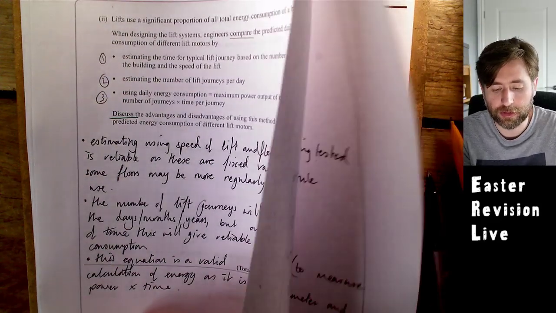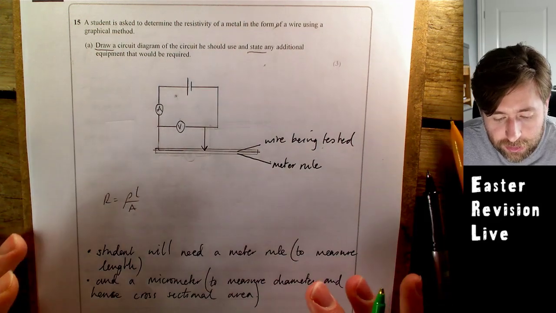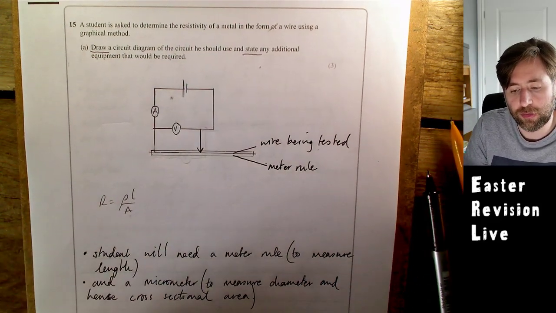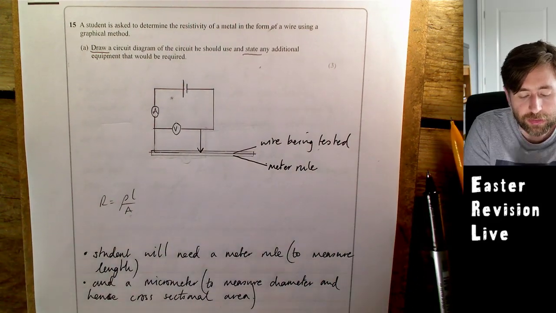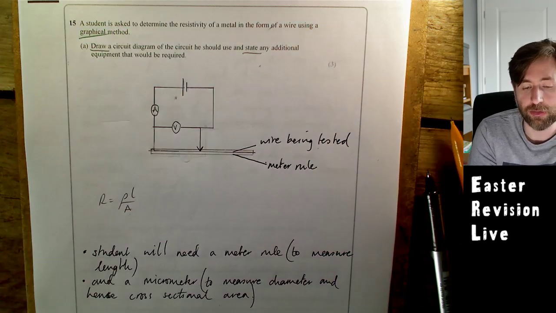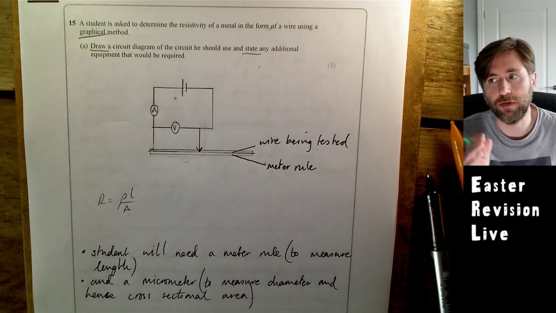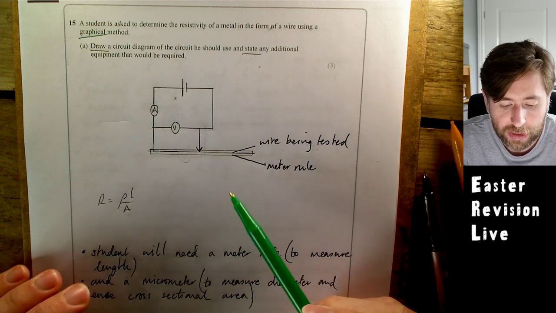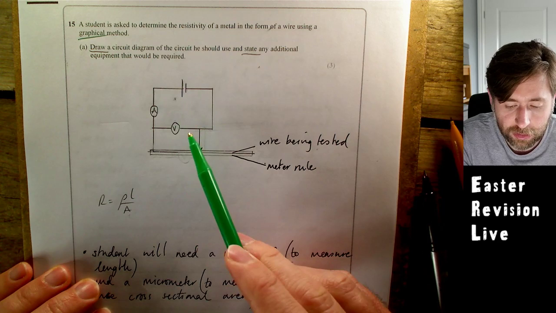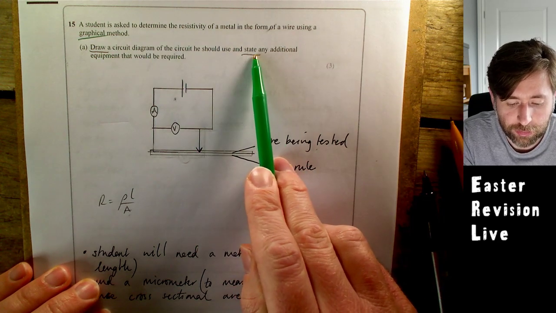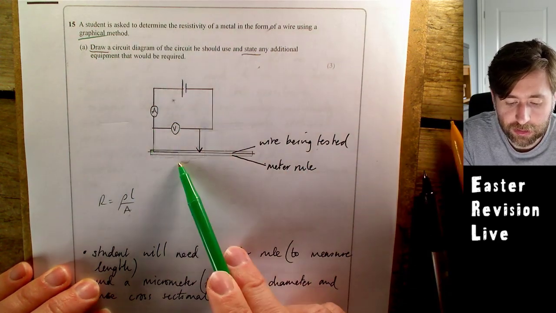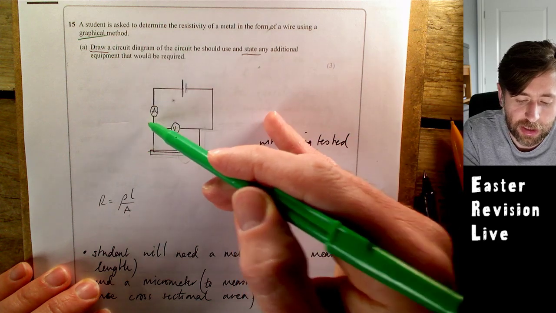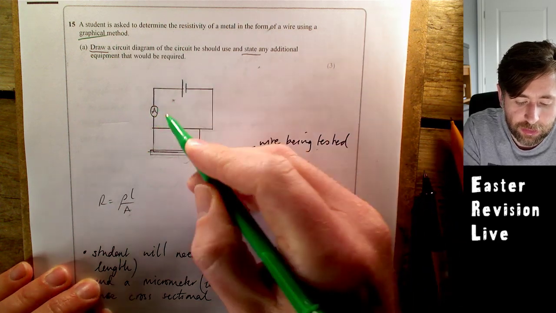What a wonderful question. Okay, a student is asked to determine the resistivity of a metal in the form of a wire using a graphical method. So think about that one. We need to get to a graph, and always do remember your graphs for your core practicals, for your required practicals, everyone. Okay, firstly, draw a circuit diagram and state any additional equipment that would be needed. Basically, this circuit diagram is just for making sure you've got an ammeter in series and a voltmeter in parallel.